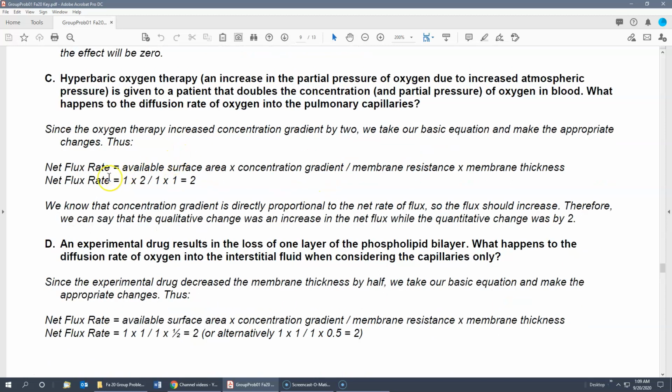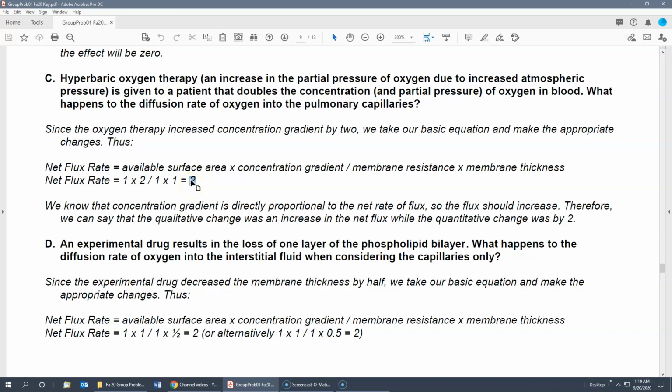So again, we write out our equation here, our same basic equation we had, and then we just replace the number. In this case, the number it gave us was doubles the concentration. Okay? So everything stays 1 except for concentration gradient. So I get 1 times 2, that's my double the concentration, divided by 1 times 1. So 1 times 2 is 2, divided by 1 times 1 is 1, 2 over 1 is 2. So my net flux rate goes to 2. That's my quantitative part. Qualitatively, you should look at it and say, okay, well, it's greater than 1, so it should go up.